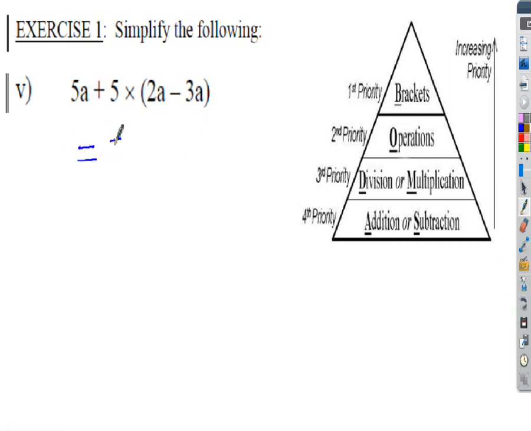So our calculation is 5a added to 5 multiplied by the bracket, we've got 2a minus 3a in the bracket, so it's actually a negative 1a, or just negative a inside the bracket. Our precedent now lies with the multiplication here. On the next line we have 5a, and 5 multiplied by negative 1 will be negative 5a. Now 5a subtract 5a is equal to 0.